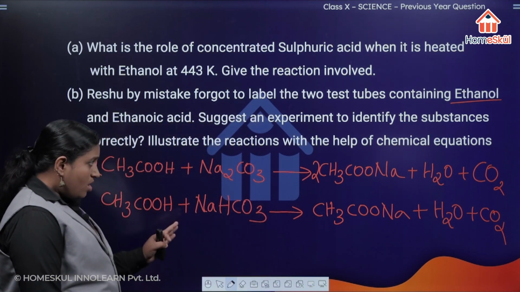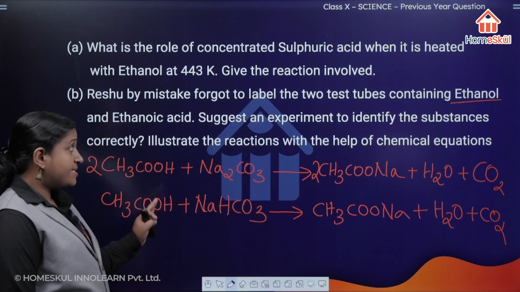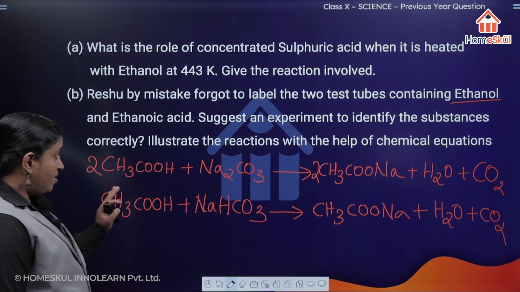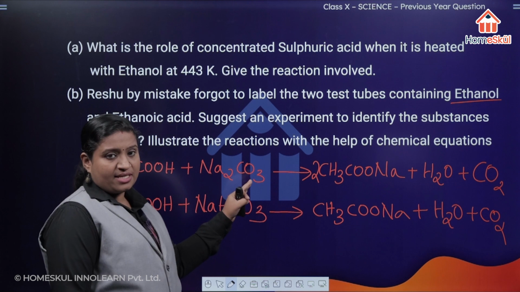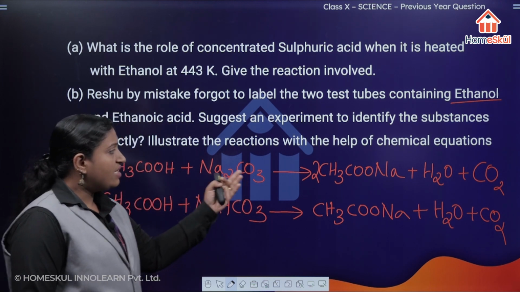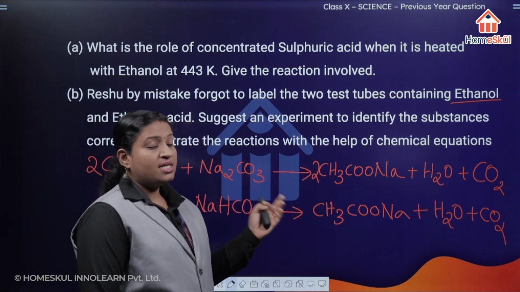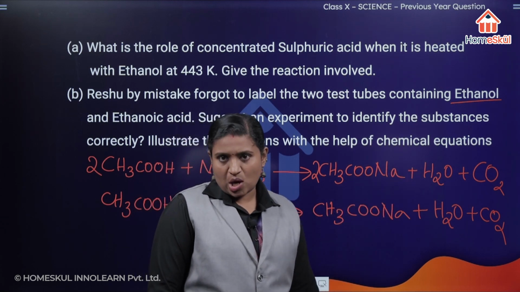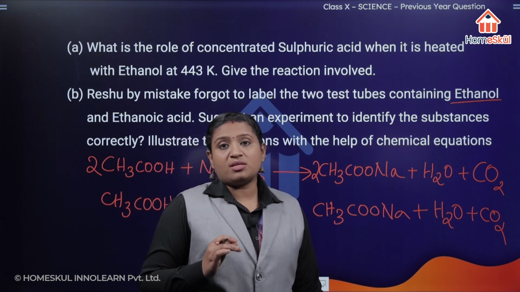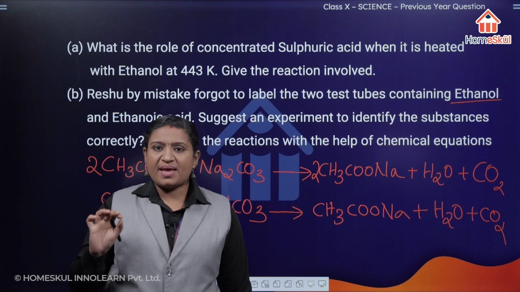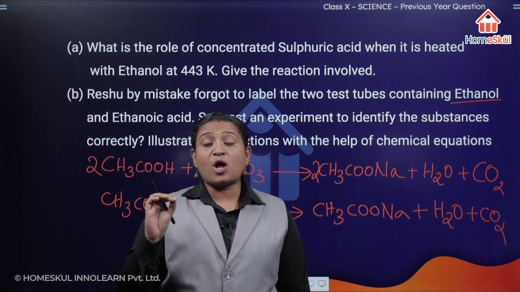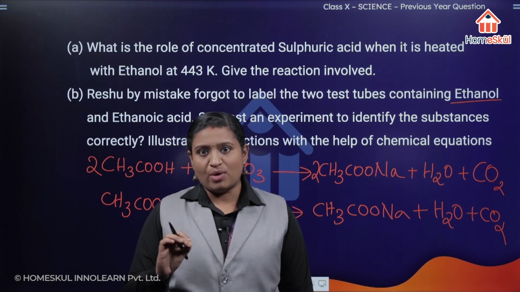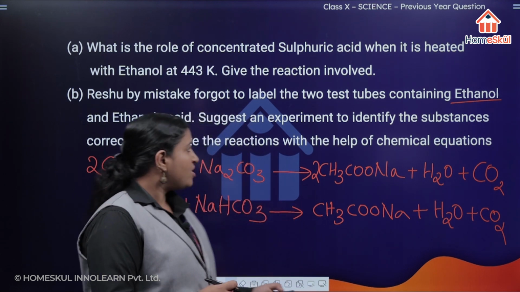Okay. So, from this it is clear that acids can be identified by reacting them with metal carbonates or metal hydrogen carbonates, and they will give out a salt, water and carbon dioxide. Whereas alcohols have no reaction with metal carbonates or metal hydrogen carbonates. So, chemical properties of acids and bases are very important. Okay, children. Moving to the next question.